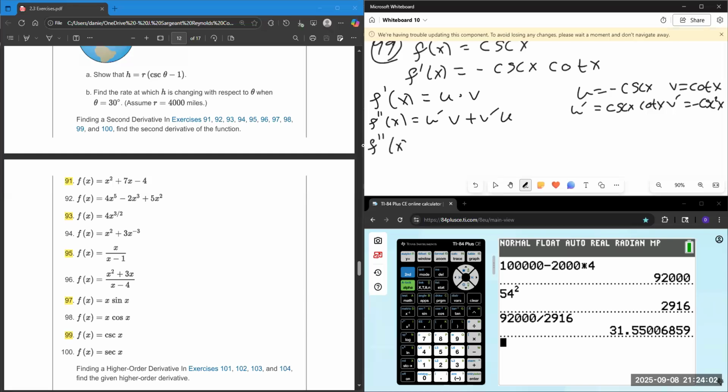So f double prime of x is u prime v plus v prime u. f double prime of x is u prime times v, which is cosecant x cotangent squared x. And then same sign here. So that will be plus, because I'm going to have a negative cosecant times a negative cosecant squared, which will be plus cosecant cubed x.